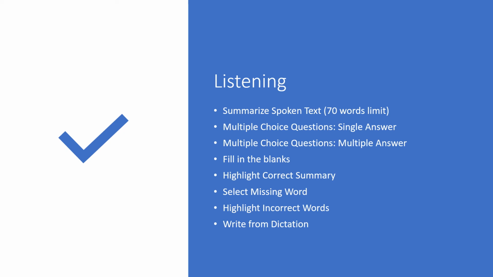Select missing word: select the missing word from the sentence which was just played. Highlight incorrect words: identify the incorrect words from the transcript. Write from dictation: type the sentence played in the recording. Ensure no word is missed.